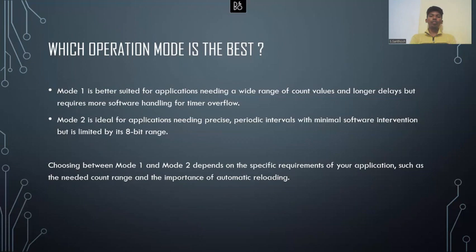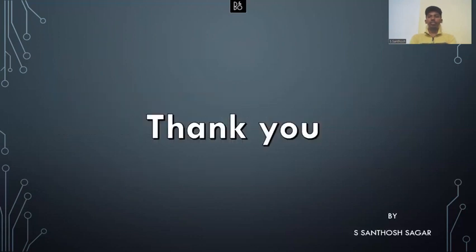So choosing between mode 1 and mode 2 operations depends on the requirements of your application, such as the needed count range and importance of automatic reloading. So these are the disadvantages and advantages of mode 1 and mode 2 operation. And we saw that mode 2 is actually more preferred because the processor takes lesser time to go through the code, and we'll also be able to auto reload. So these are the advantages of using mode 1 and mode 2 operations in the 8051 microcontroller timer. Thank you.